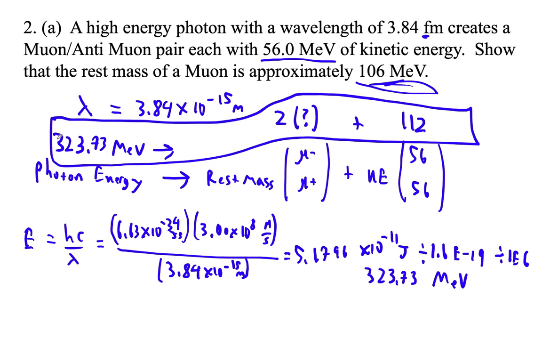So all I do is I go 323, subtract 112, and I get 211.73, and then I have to divide that by 2. And I get 105.86. So the question mark is 105.86, which is approximately 106 MeV, which is what it asks us to do.